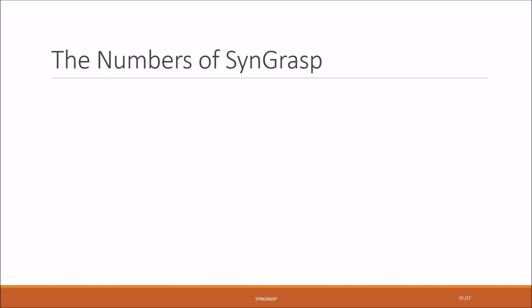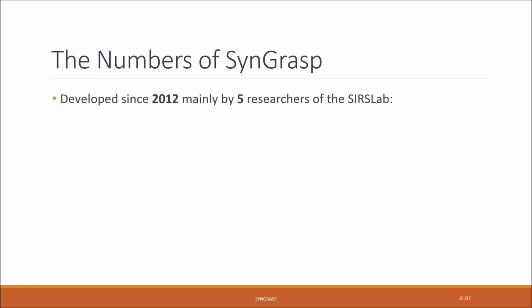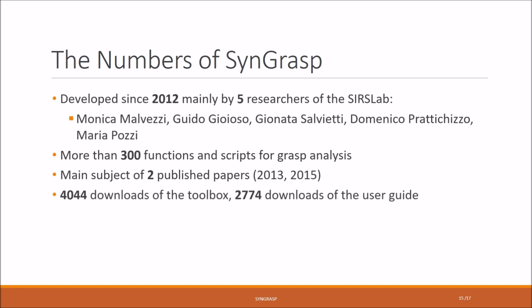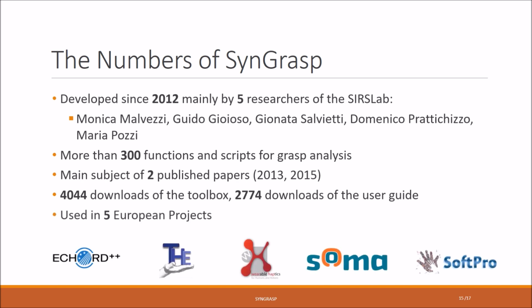Now that we have seen how SynGrasp works and why it was created, we can briefly see the numbers of SynGrasp. SynGrasp has been developed since 2012 by 5 researchers of the Siena Lab, and it contains more than 300 functions and scripts for grasp analysis. But this number is continuously growing with our research. It is the subject of 2 published papers. You can find the titles on the website of the toolbox. It was downloaded a lot of times together with the user guide, and it is used in 5 European projects. You can see the projects here.